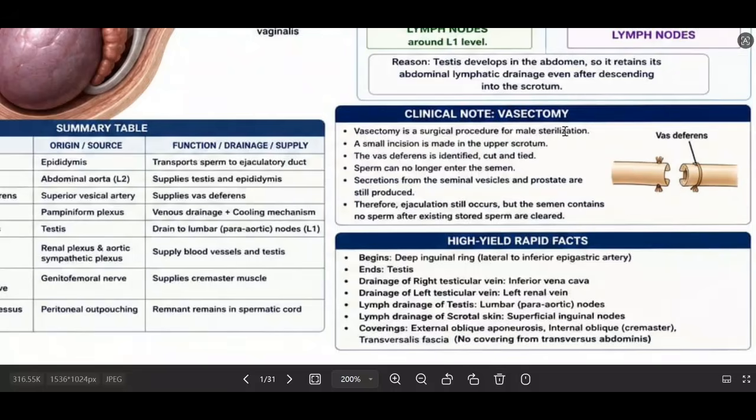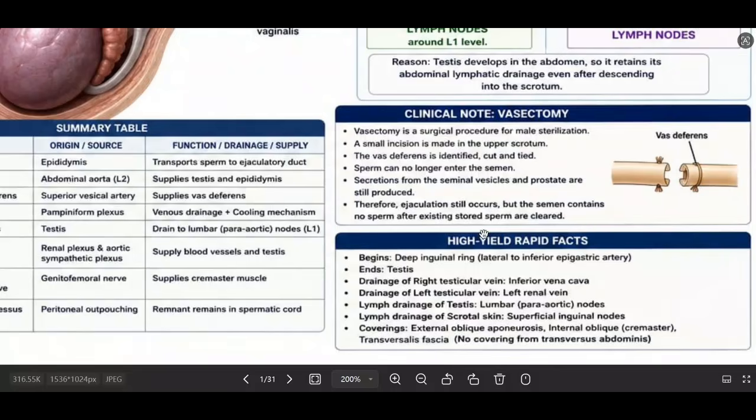Now what is the result of this? The sperm can no longer enter the semen, while the secretions from the seminal vesicles and the prostate are still produced, but the spermatozoa are unable to be transferred, and that produces male sterilization or male infertility.